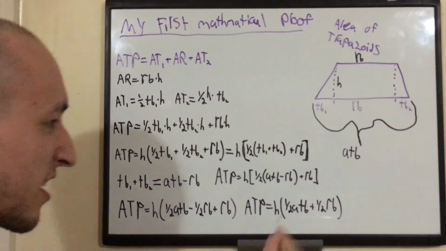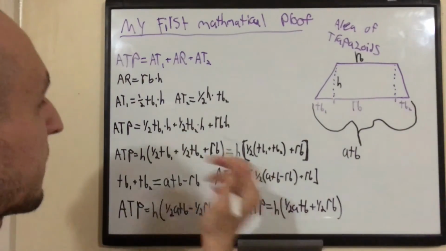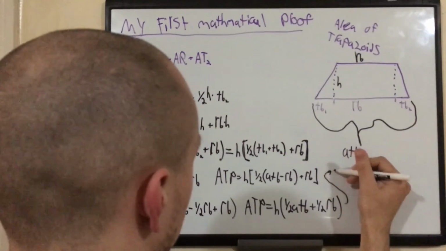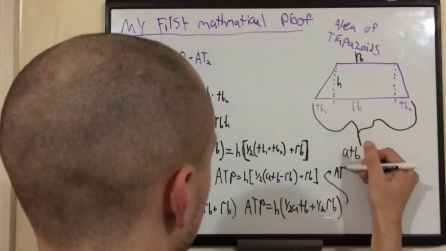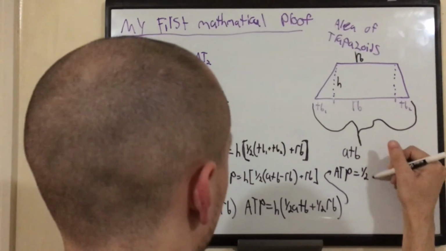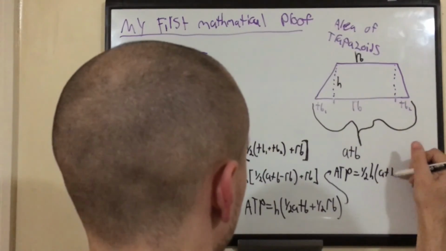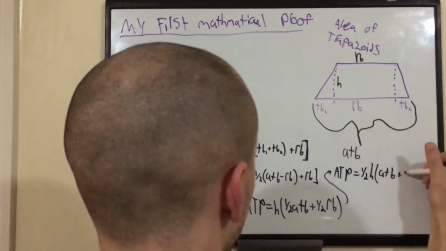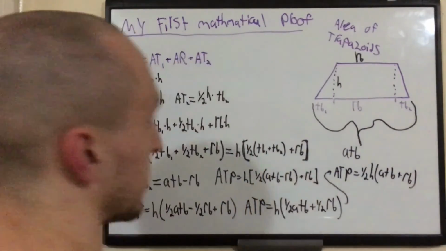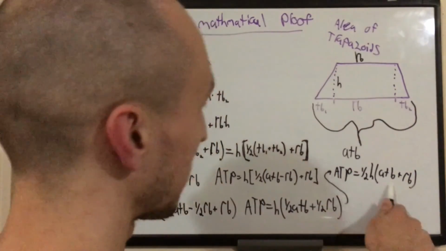And a little last thing before we're basically done, I see these 1/2 here, I'm going to factor that. I love factoring stuff out. I'm going to redirect our focus here. I'm going to say ATP equals 1/2 height times ATB. Bear with me here. I know I'm drawing this slanted. Plus RB, close parentheses.